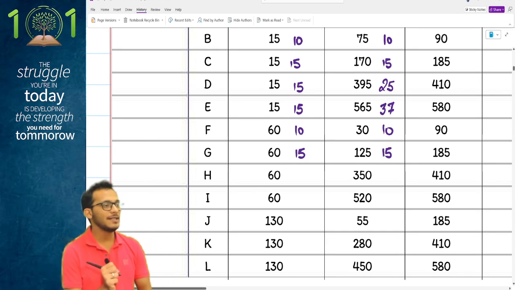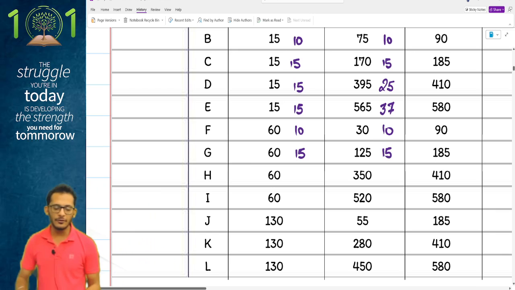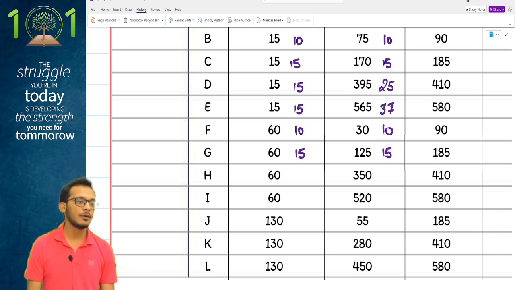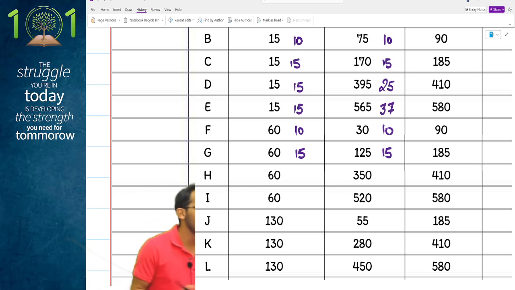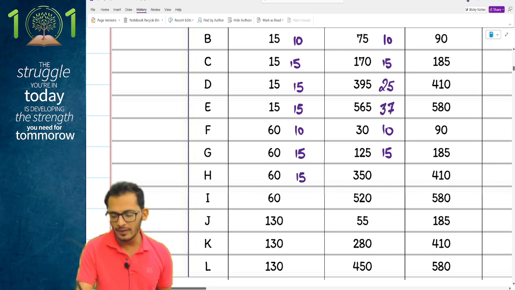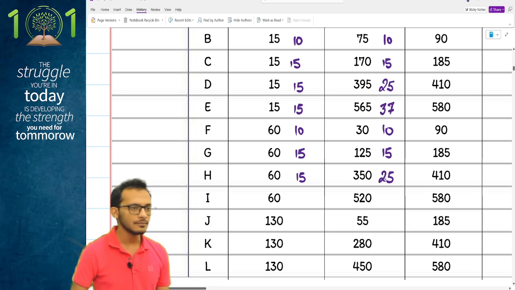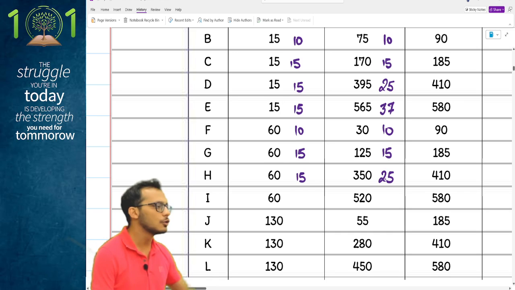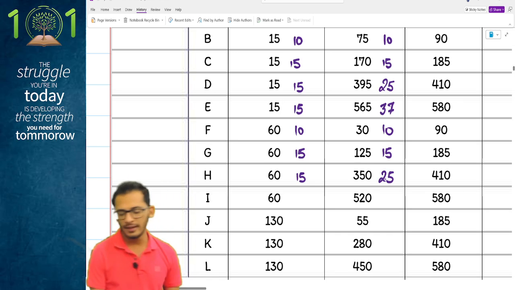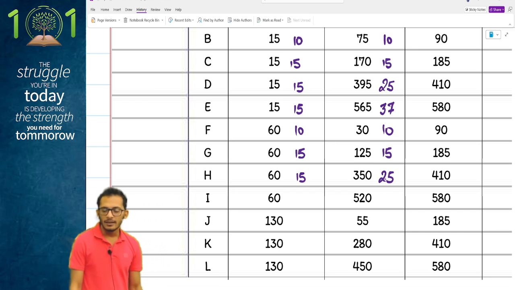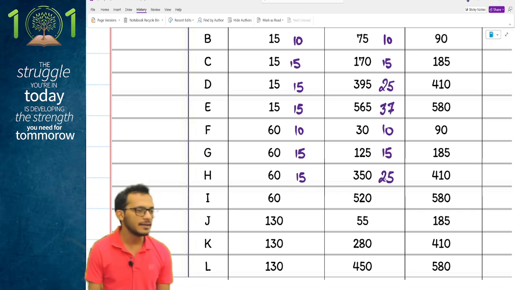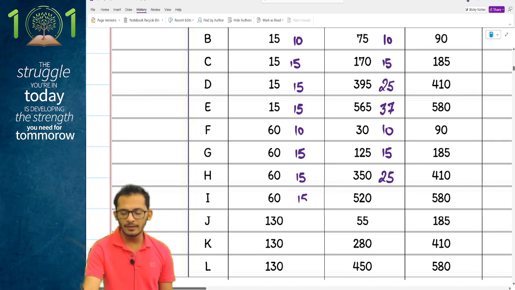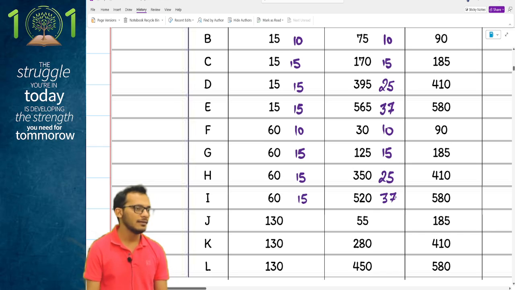H column. My special is 60, my other is 350, my total becomes 410, 4 crore 10 lakhs. Income will be split. Special will become 15. Others will become 25, between 2 to 5. Next, I column. My special is 60, my other is 520, my total becomes 580, 5 crore 80. Therefore, split. Special becomes 15. Other becomes 37. Yes or no? Yes.